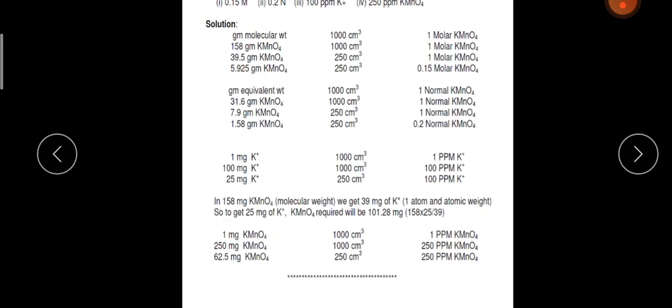This relation you can remember: 1 milligram in 1000 cm3 gives 1 ppm. Then 250 milligram in 1000 cm3 gives 250 ppm. Now for 250 cm3 of 250 ppm KMnO4, you have to divide by 4, which means 62.5 milligram KMnO4 in 250 cm3.